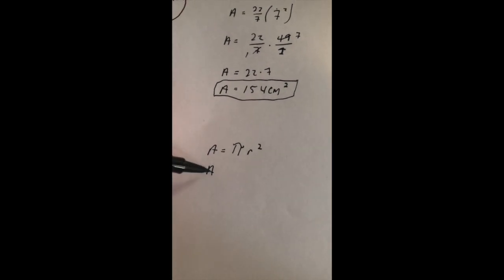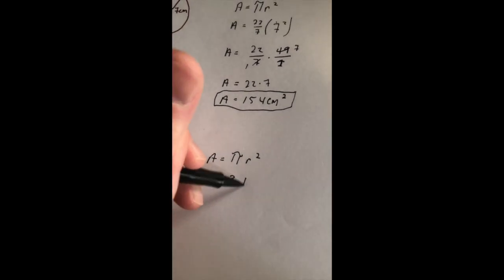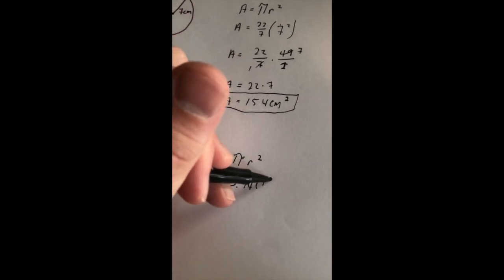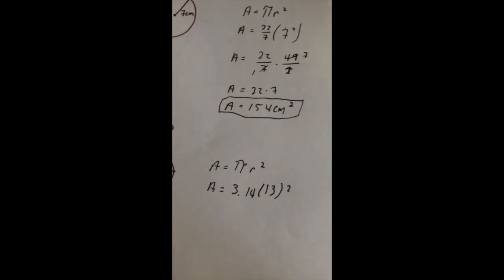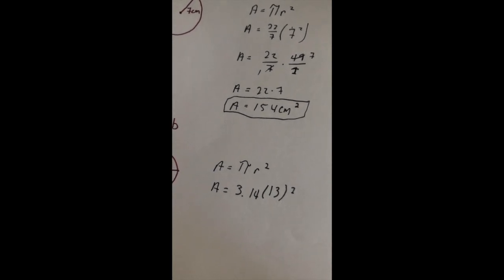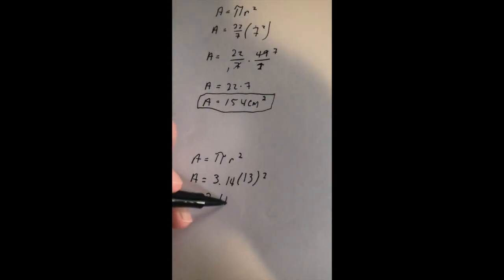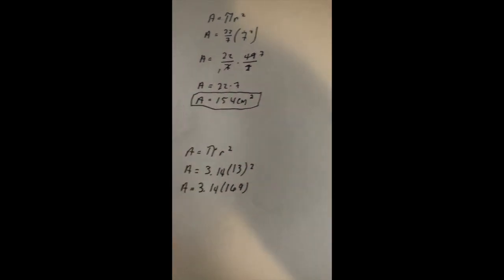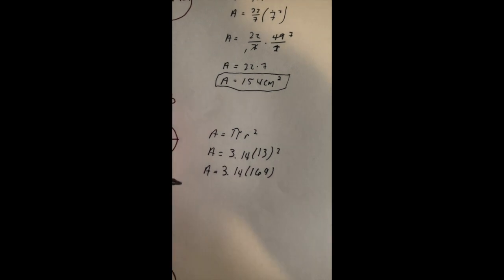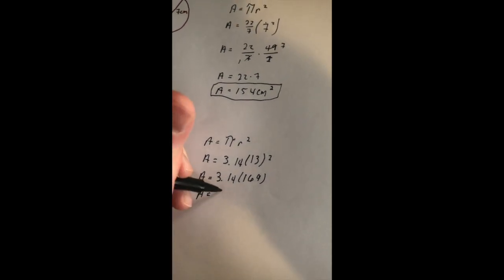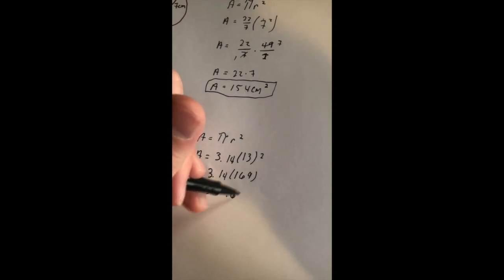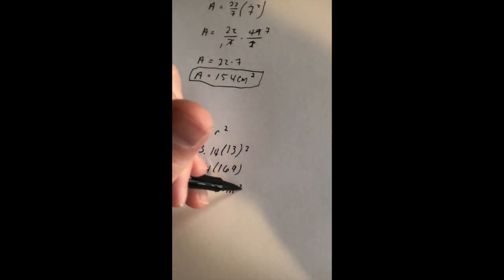So we can put this in. A is equal to 3.14 times 13 squared. And so then, as we simplify this, we are left with A is equal to 3.14 times 169. And then when we simplify even further, we are left with A is equal to 530.66 inches squared. Okay? And so that is our area.